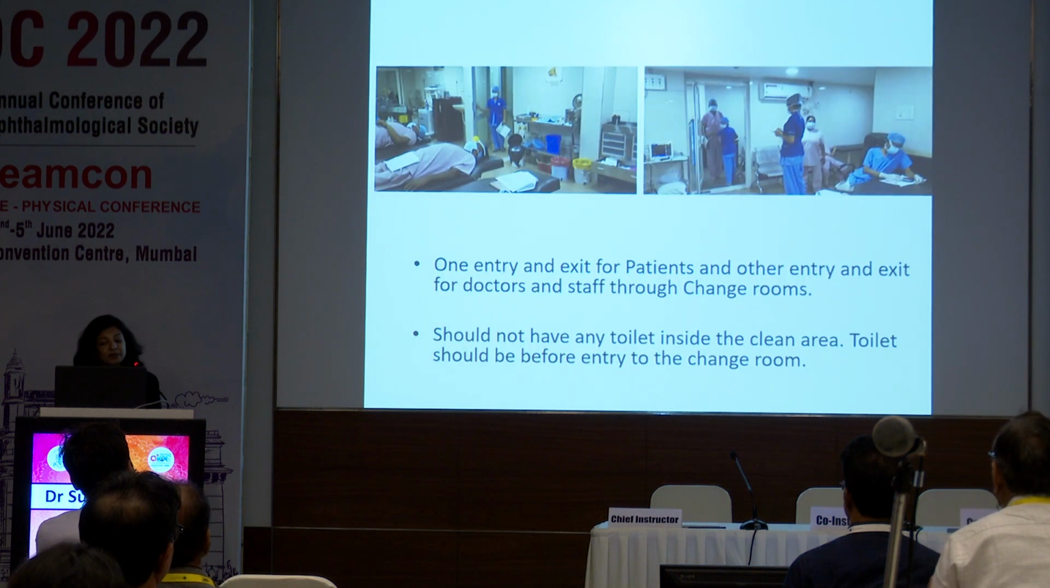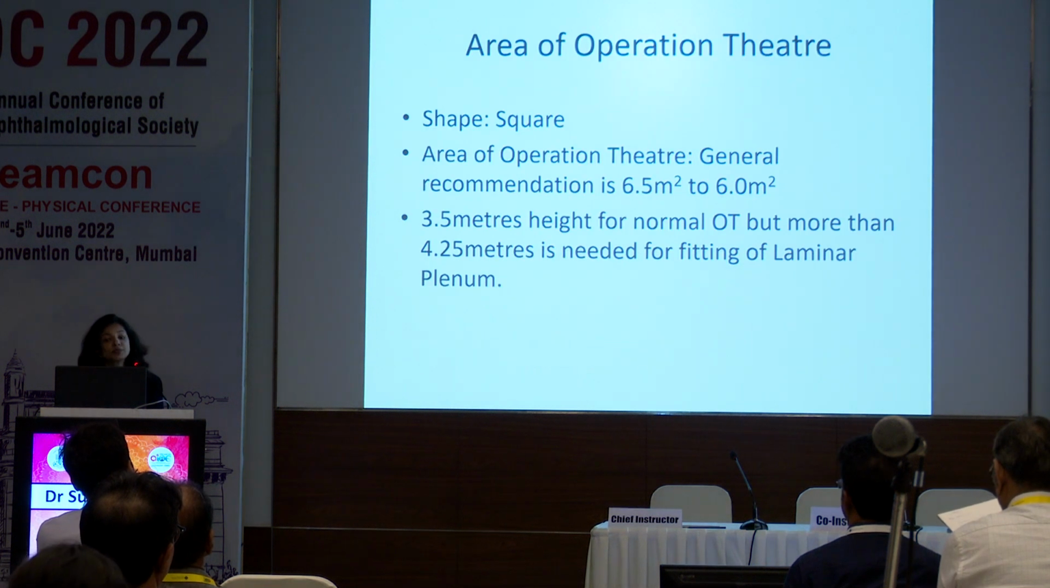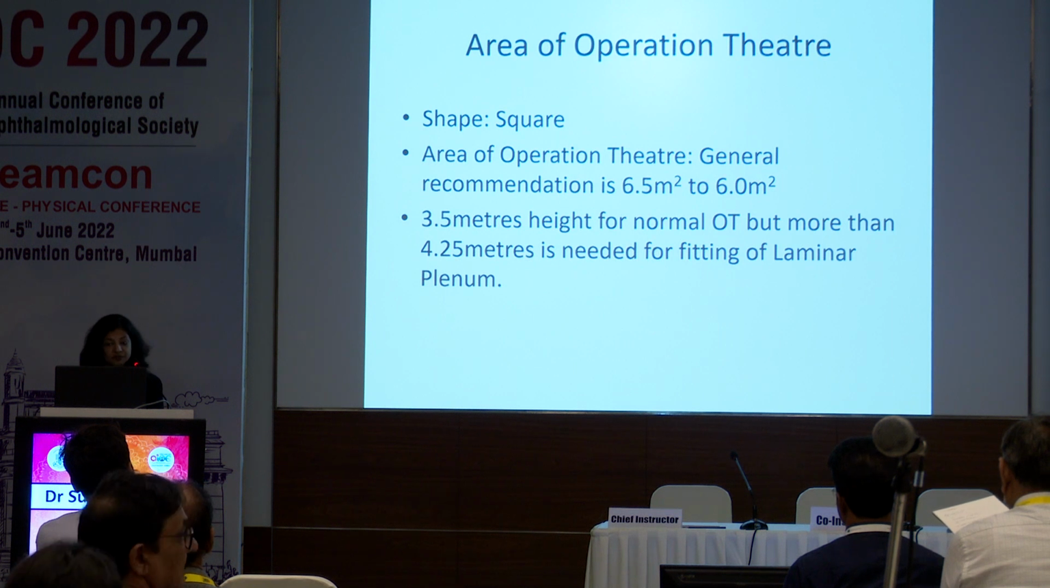Better to have separate entry and exit points, one for the patients and other for the doctors and staff. Clean areas should not have any toilets. Toilets should always be before entry to the changing room. OT should preferably be square in shape and should have an area of at least 6 to 6.5 meters square. 3.5 meters of height is sufficient for normal OT, but it should be more than 4.25 meters for convenience of fitting of laminar plenum and HVAC ducting.